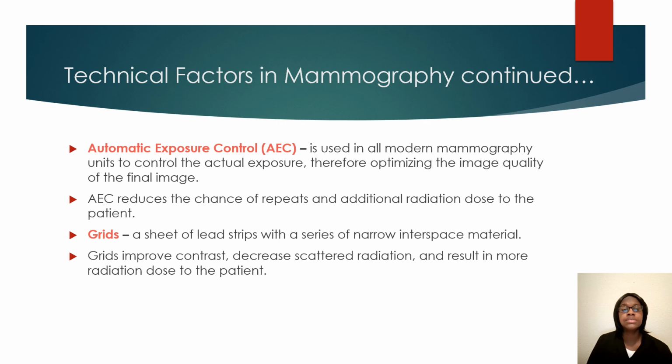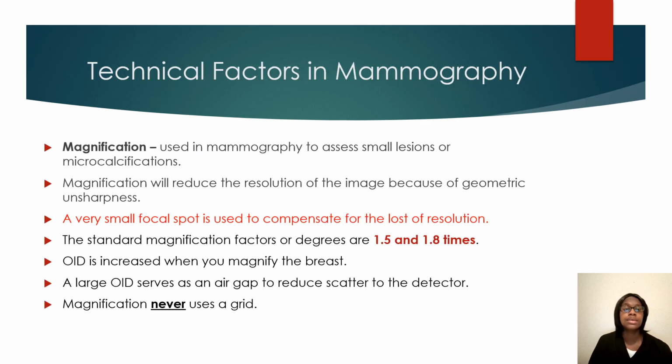Our technical factors for mammo that we also use is AEC, which is set. I've looked at the KVP on the machine and I've seen that AEC is on. So the AEC will reduce the chance of repeats and additional radiation dose to the patient. That's what it's used for. It's very helpful for that. You also have your grids, which is going to improve contrast, decrease scatter radiation, and result in more radiation dose to the patient.